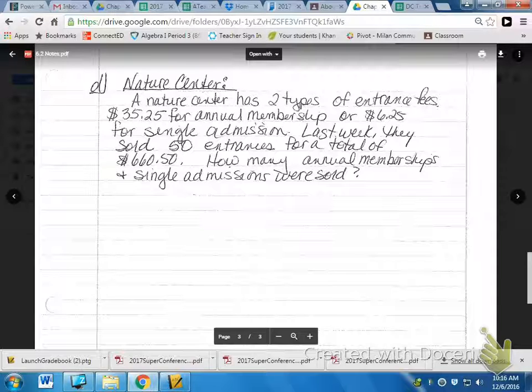It says, a nature center has two types of entrance fees. $35.25 for annual membership, or $6.25 for a single admission. Last week, they sold 50 entrances for a total of $660.50. How many were annual memberships and how many were single admissions?